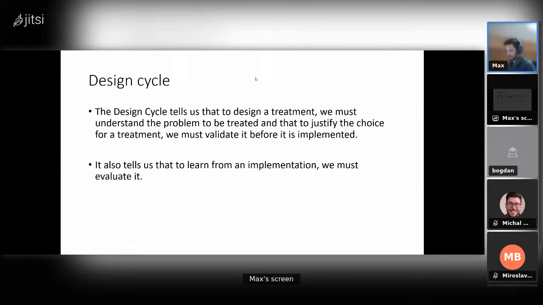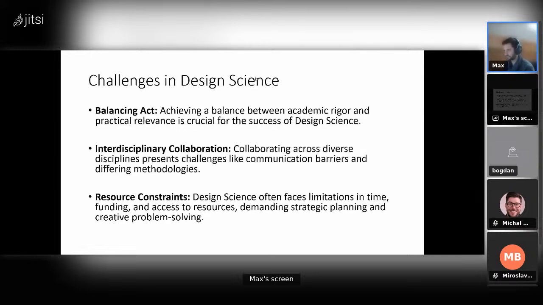So the design cycle tells us that to design a treatment, we must understand the problem to be treated, and to justify the choice for a treatment, we must validate it before it is implemented. And it also tells us that to learn from an implementation, we must evaluate it. So really, that's the key point of this design cycle.